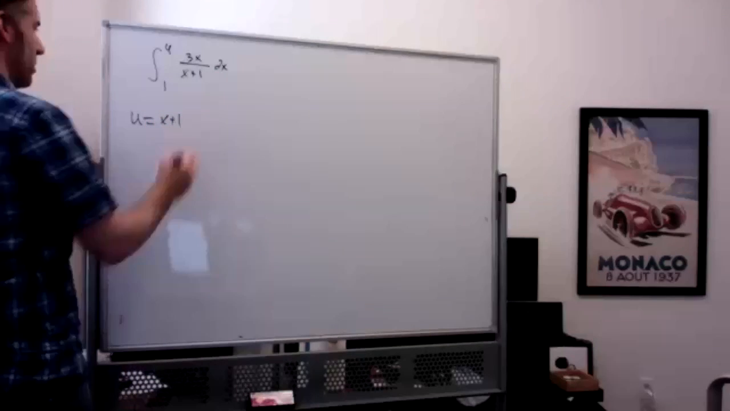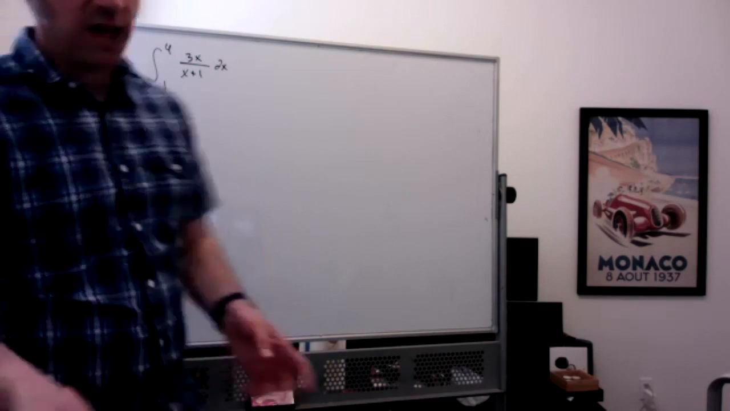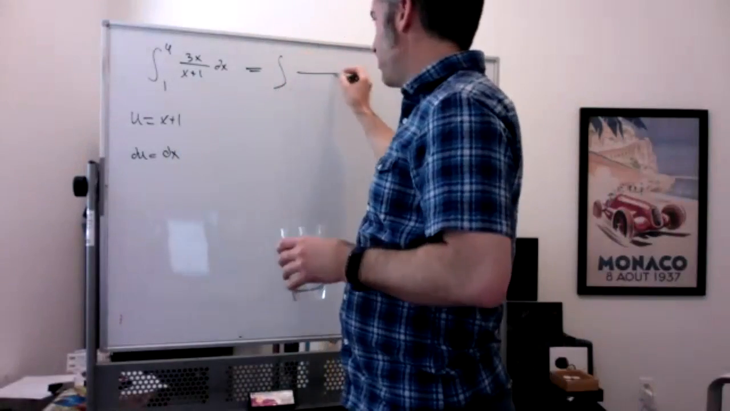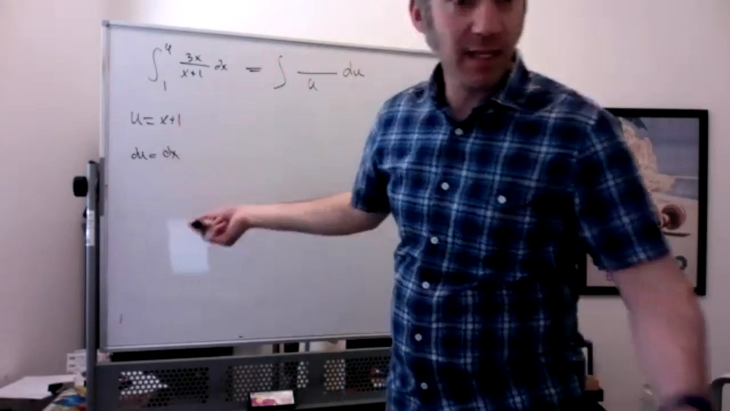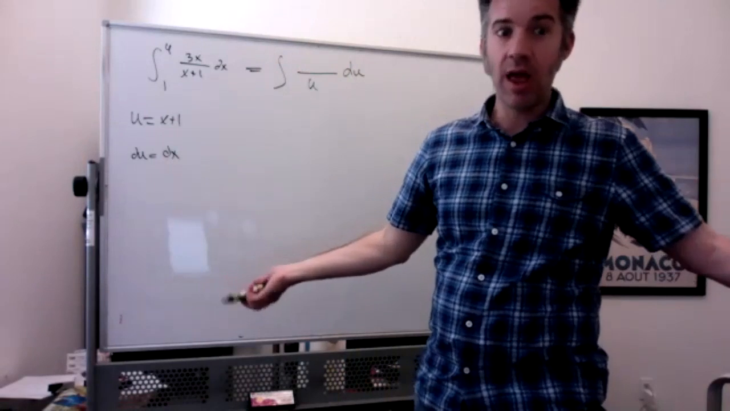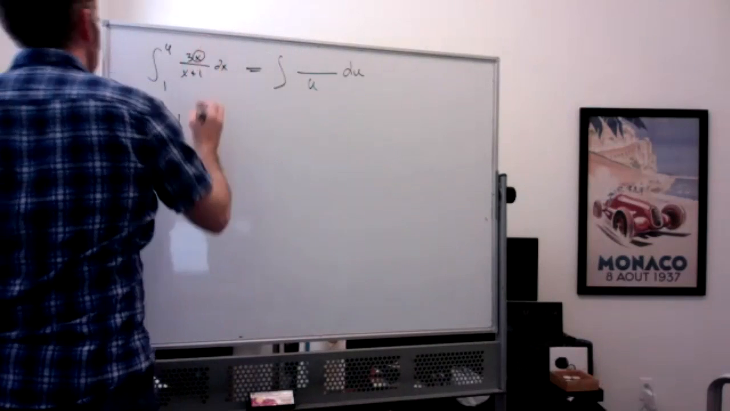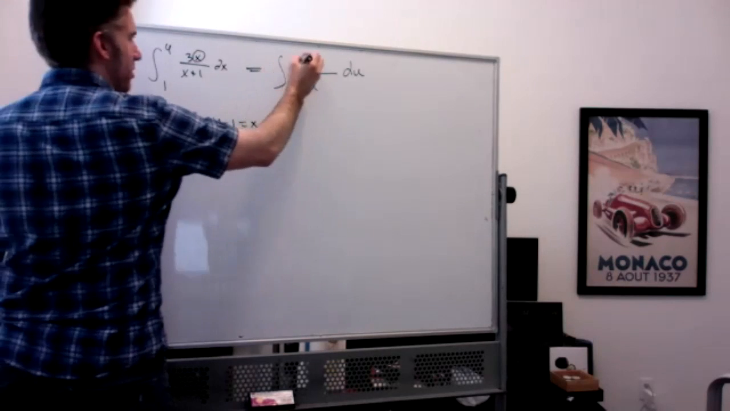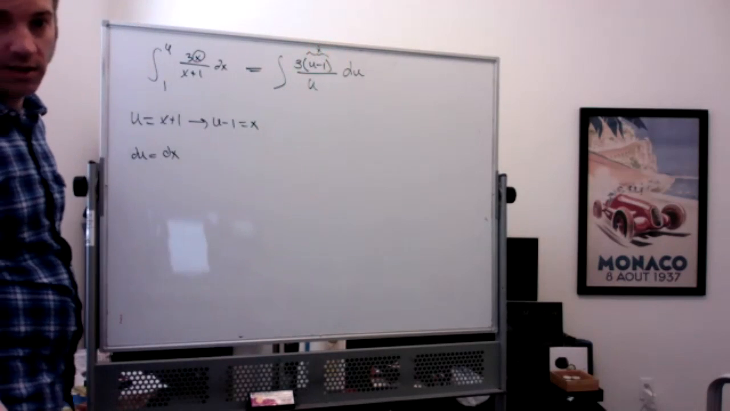So u equals x plus 1. And our du is just going to be dx. Okay, so when I start replacing things, look what happens. I get a u, my dx becomes du, but I've got an x left over. What do I do? What did we do at the beginning of class today? We did a back substitution. So this x here, well, I can say that u minus 1 is equal to x. So this is going to be 3 times u minus 1. That's your x right there.